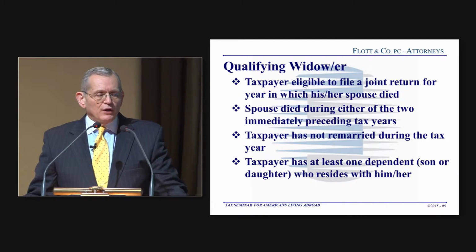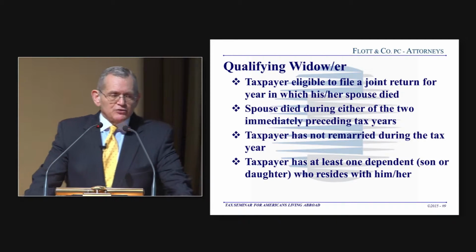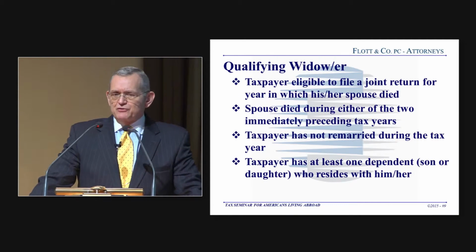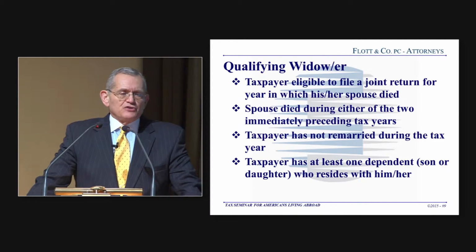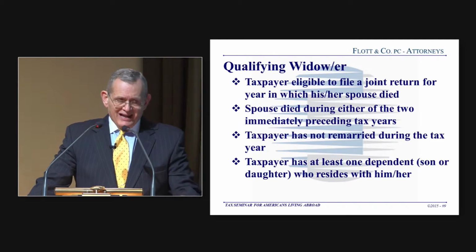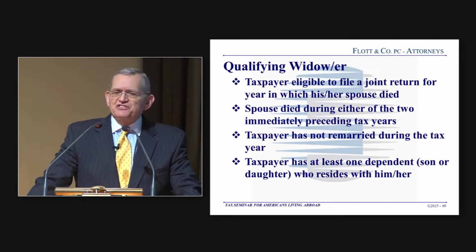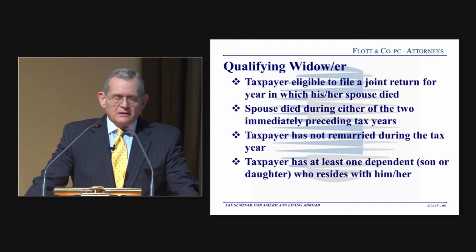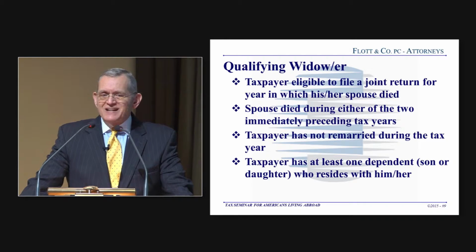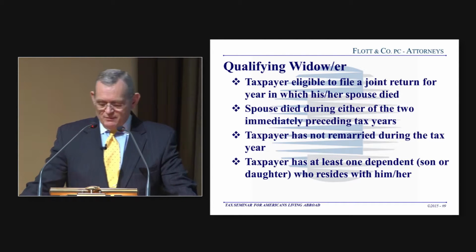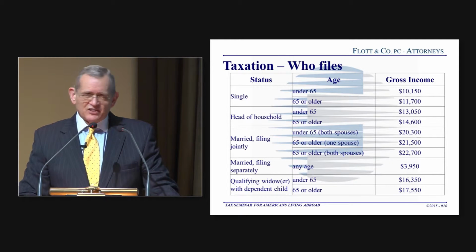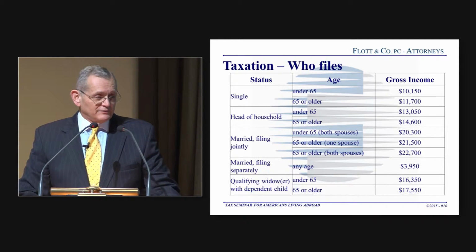A qualifying widow or widower is a taxpayer who is eligible to file a joint return for the year in which their spouse dies. The spouse died during either of the 2 years immediately preceding the tax return. The taxpayer is not remarried, and the taxpayer has at least one dependent who resides with him or her. I didn't have that definition in there last time, and some people asked me, and I said, well, I'll look it up and tell you.